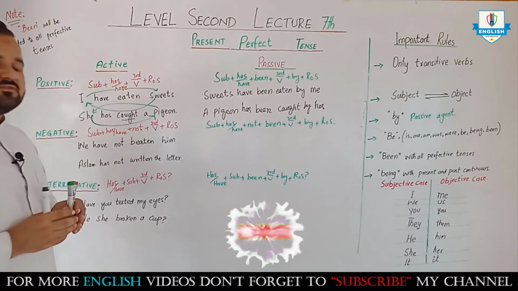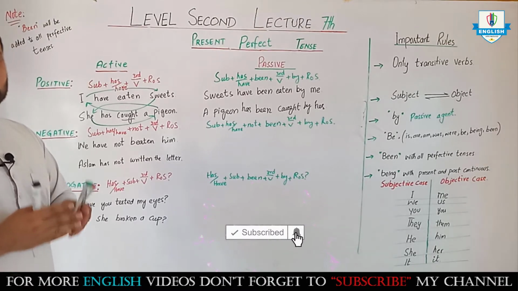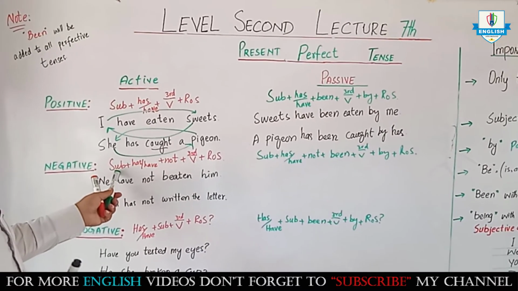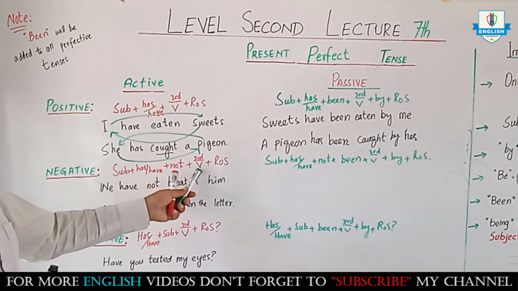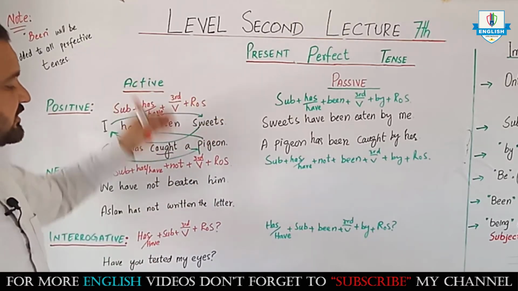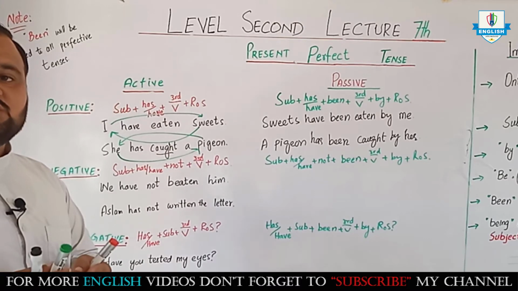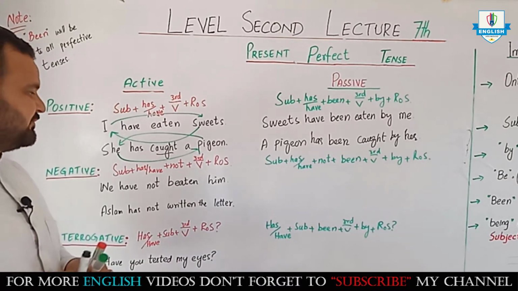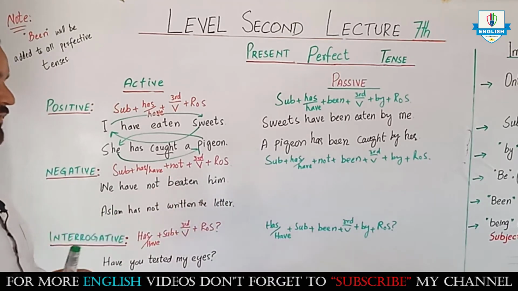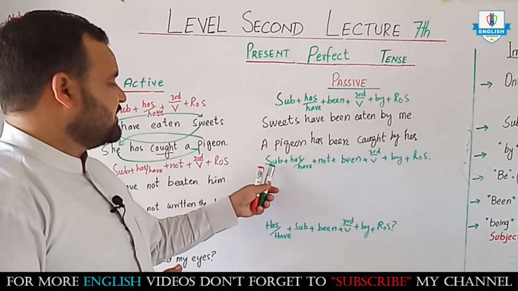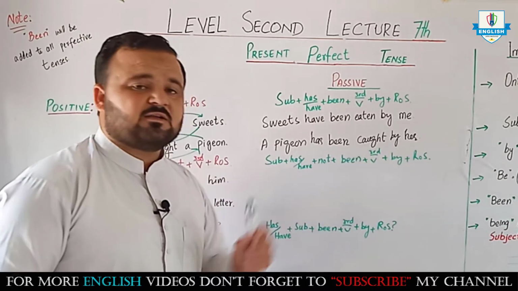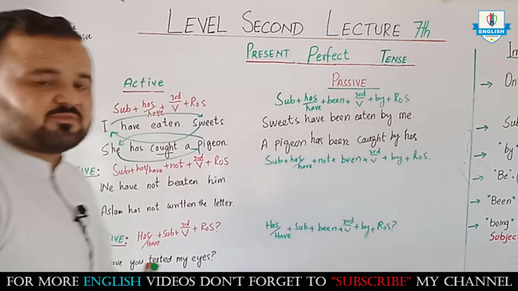Now coming to our negative sentences. Negative are those sentences in which we do not perform any action. जिसमें हम action नहीं करते. Structure is subject plus has/have plus not plus verb third form and rest of the sentence. I discussed all these tenses in 11th first. You can check my videos there. So we have not beaten him. So the passive structure is subject plus has/have plus not plus be plus third form plus by and rest of the sentence. I am going to change some sentences.